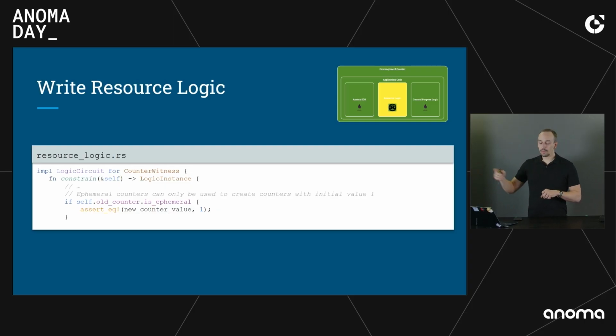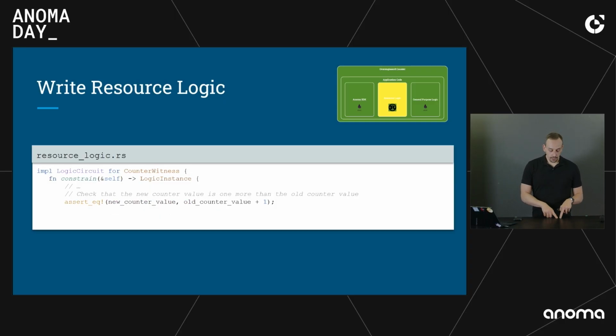The second rule: if we're creating a new counter, that means that we actually have to consume an ephemeral counter. An ephemeral resource is a technique in the resource machine to actually create resources out of thin air. But a transaction always has to create one resource or consume one, or the same amount. It has to be balanced. So if the counter we're consuming is ephemeral, it means we're creating a counter out of thin air. And then the value has to be 1, meaning you cannot create a counter out of thin air with value 5. So that's this check.